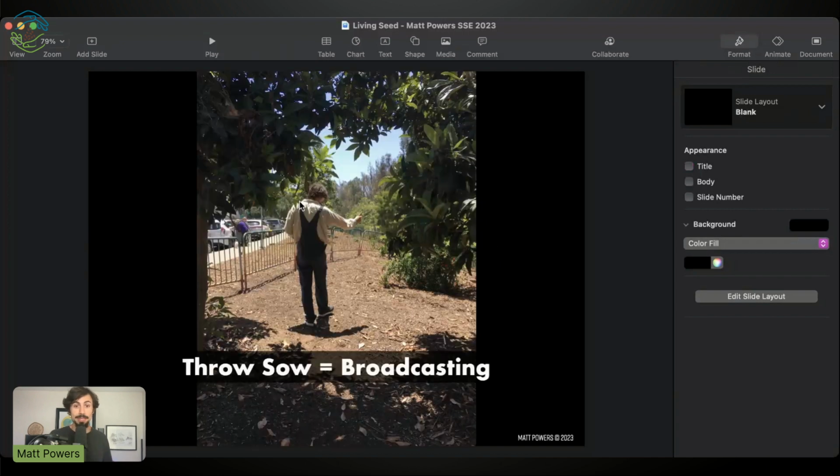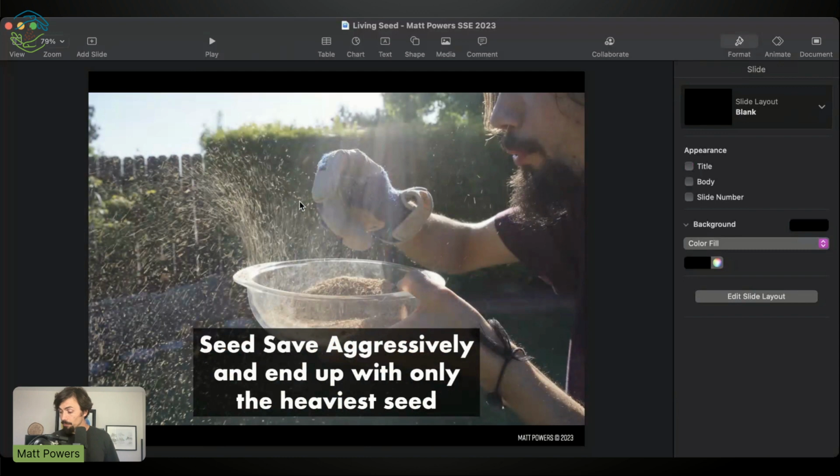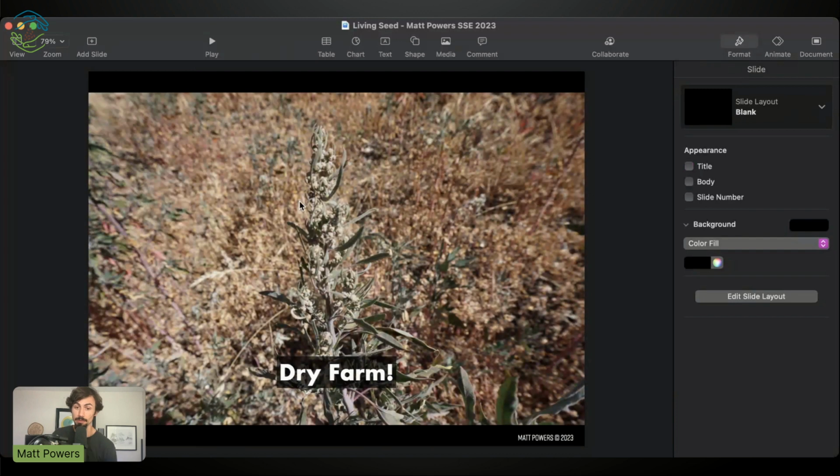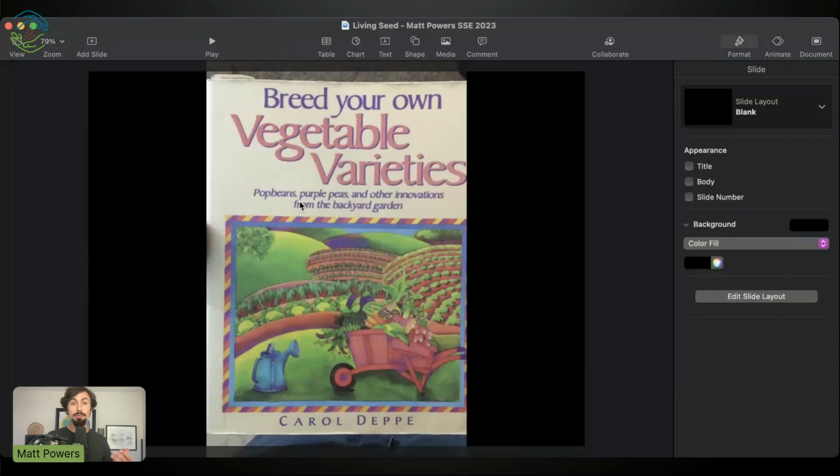So sow by broadcasting. And then we save seed aggressively and end up with only the heaviest seeds. So all the light seeds, all the smaller, less developed seeds, they get blown away. And then we dry farm as much as possible. I'm growing Sonoran dry farm beans right now. And you breed your own vegetable varieties. So you can adapt things, you can change things, you can create new varieties of plants. It's absolutely incredible. So check that book out.